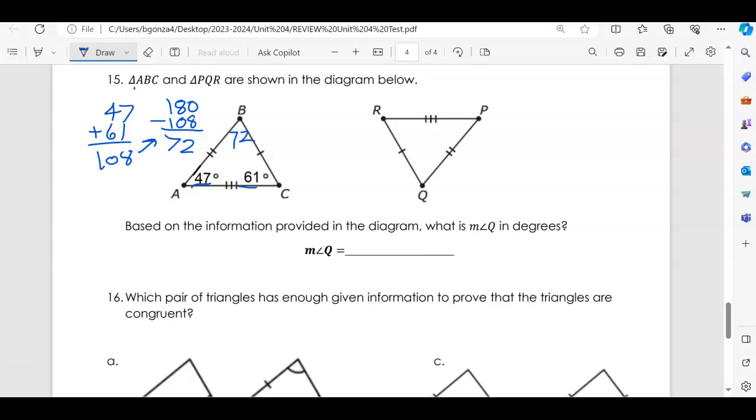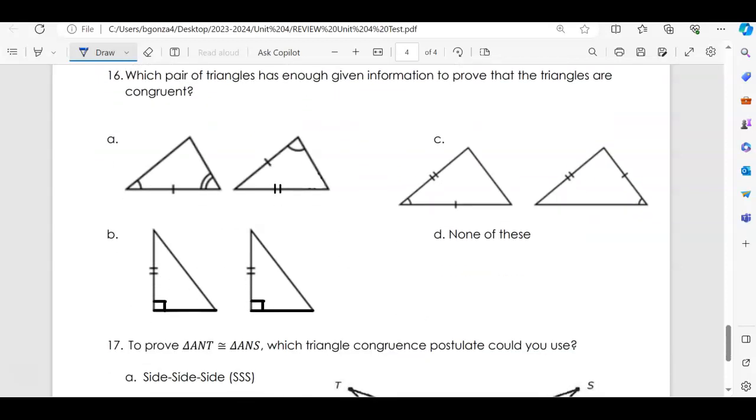So first letter is A, first letter is P. So if A is 47, P is 47. Middle letter is B, middle letter is Q. So if B is 72, Q is 72, that's going to end up being our answer. And then C and R, 61, 61. So Q, we already have label here, is 72 degrees.